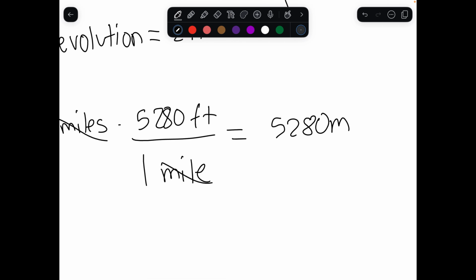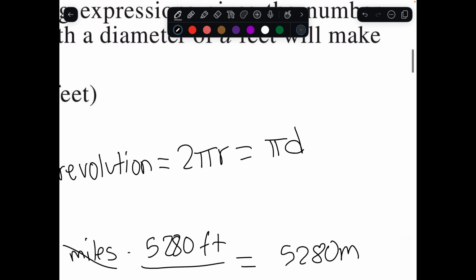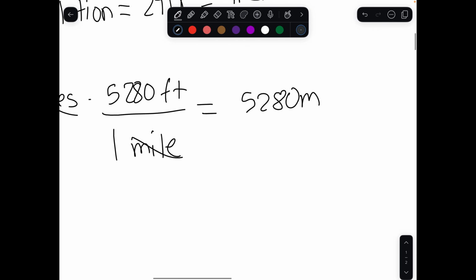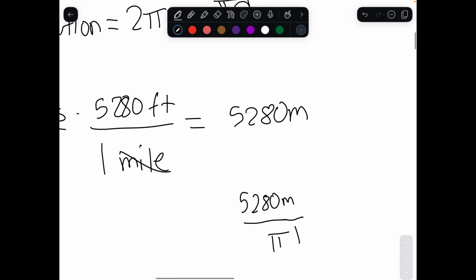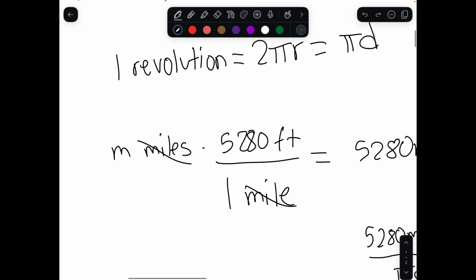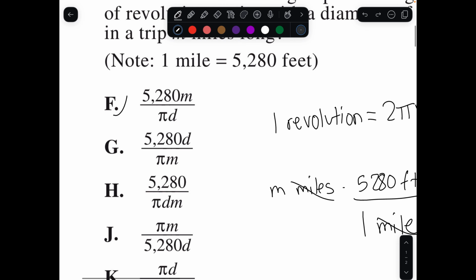To find the total number of revolutions, we divide the total distance by the distance covered in one revolution. The distance covered in one revolution is pi d. So you divide 5,280 m by pi d, and this will give you your total number of revolutions, because this is the total distance and this is the distance covered in one revolution. And this matches answer choice F.